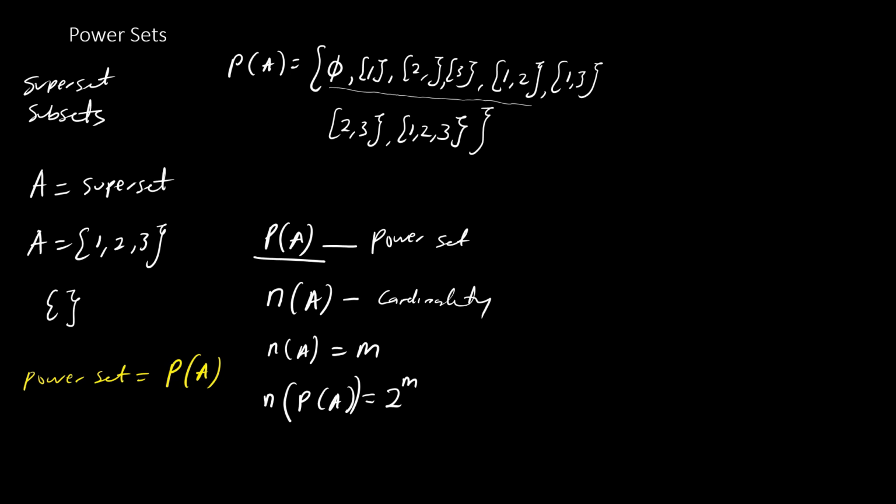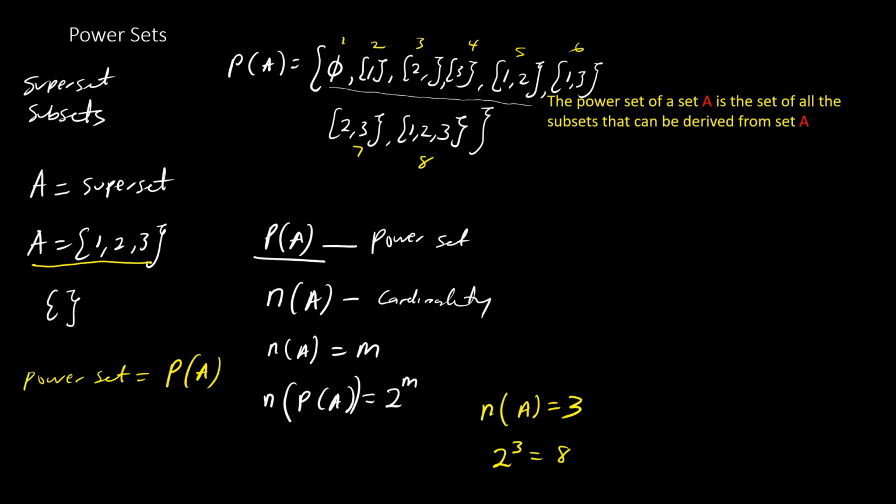For example, here we have this set A, and the number of elements in set A is equal to 3. Now to get the number of elements we are going to have in our power set, we just take 2 to the power of 3 and we have 8. So if you count this, 1, 2, 3, 4, 5, 6, 7, and 8. So we have 8 elements in the power set of A. So this is how we can determine the number of elements that are going to be inside the power set of a particular set. Let's proceed.